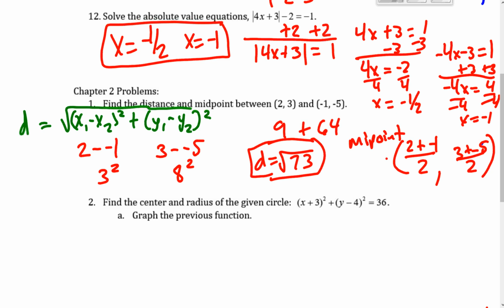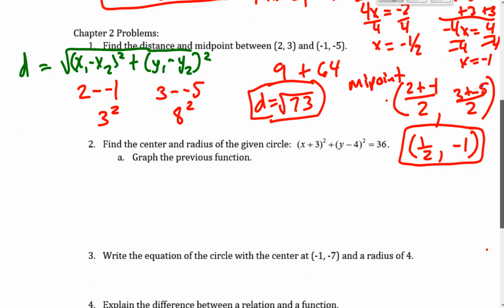So that's 1/2. And that's -1 for the y, because 3 plus a -5 is -2, and -2 divided by 2 is -1. So there's your midpoint. There's your distance.